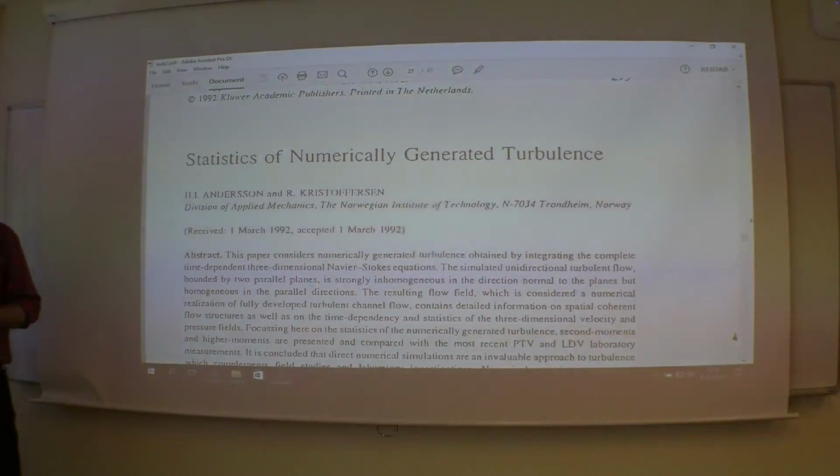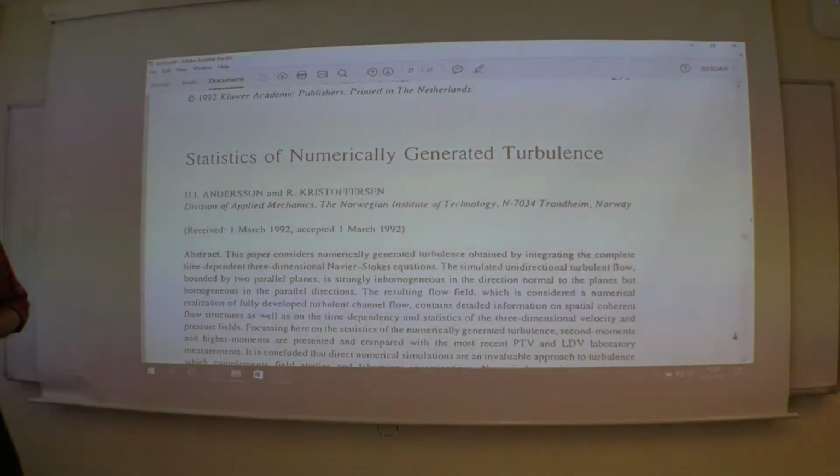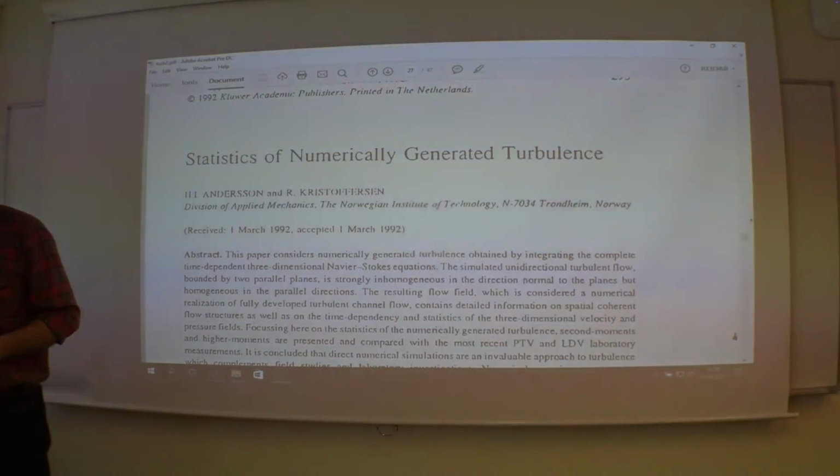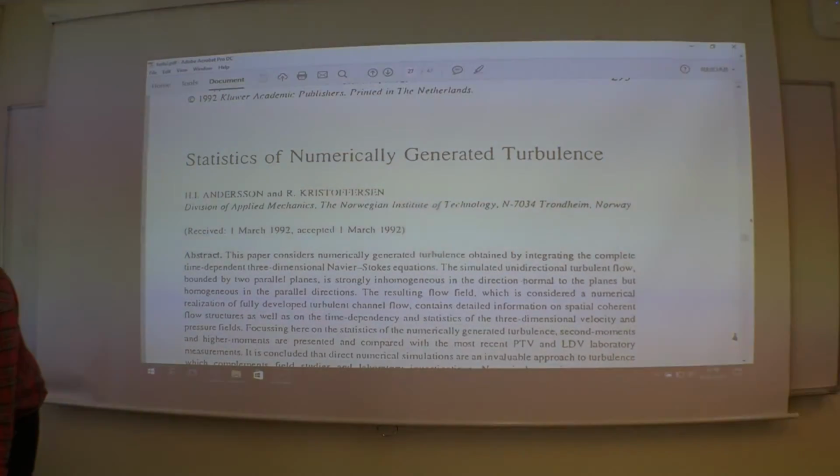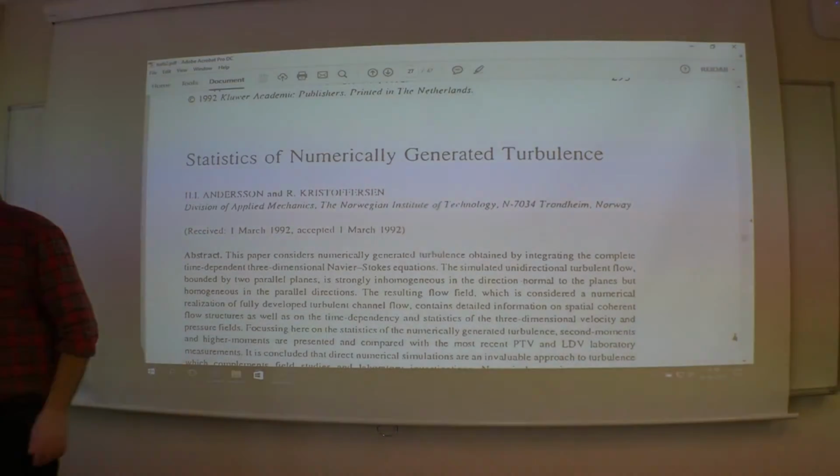So I think I will save the DNS for tomorrow. Also there we have to go through a little bit more turbulence theory when it comes to the law of the wall and stuff like that. But I think we'll do that tomorrow.